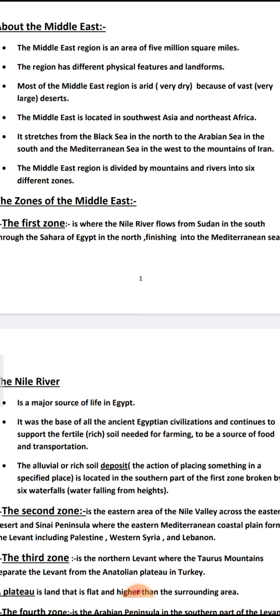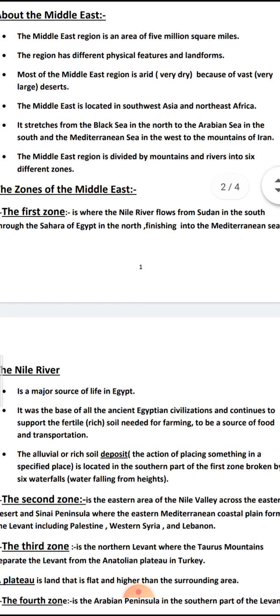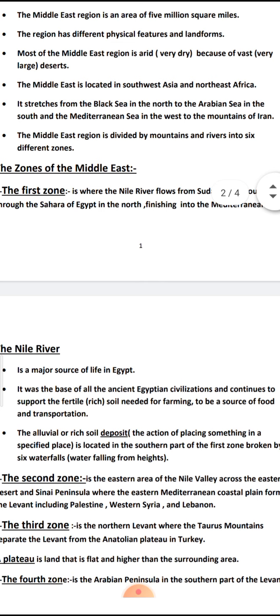If I ask you, give me some examples of physical features, like what? Mountains, rivers, deserts, okay? Most of the Middle East region is arid. What's meant by arid? Arid means very dry. Because of what? Because of vast deserts. Vast deserts means very large deserts. So most of the Middle East region is arid, very dry, because of the large deserts, okay?